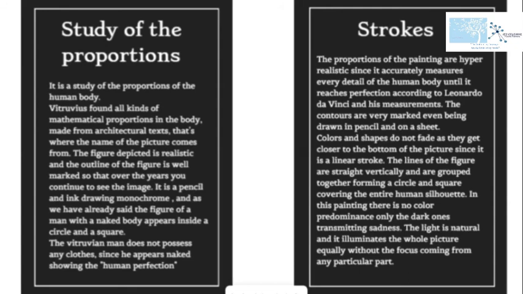The proportions of the painting are hyper-realistic, since it accurately measures every detail of the human body until it reaches perfection, according to Leonardo da Vinci, and the contours are very marked. Even behind, color and shapes do not fade as they get closer to the bottom of the picture since it is a linear stroke. The lines of the figure are straight vertically and are grouped together forming a circle and a square covering the entire human silhouette.